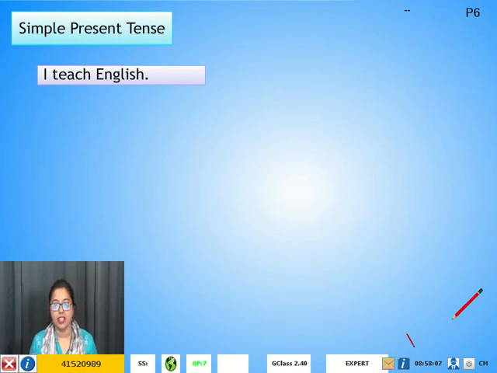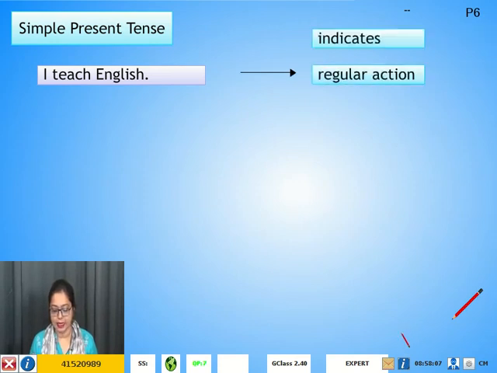I teach English. So what does it indicate? An English teacher will be teaching English regularly, isn't it? So I teach English. This is a regular action. One more important thing I would like to discuss with you all is when to use simple present tense. I have taught you the sentence structure. Now I'll be teaching you the usage, that means when simple present tense sentences are used.